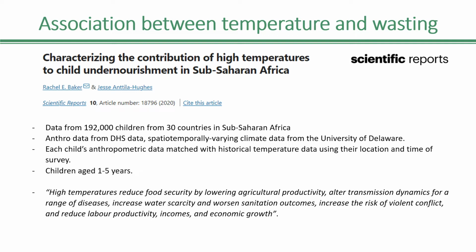High temperatures reduce food security by lowering agricultural productivity, alter transmission dynamics for a range of diseases, increase water scarcity and worsen sanitation outcomes, increase the risk of violent conflict, and reduce labour productivity, incomes, and economic growth. So there is huge potential impact of seasonality on a number of factors that can influence nutrition outcomes.